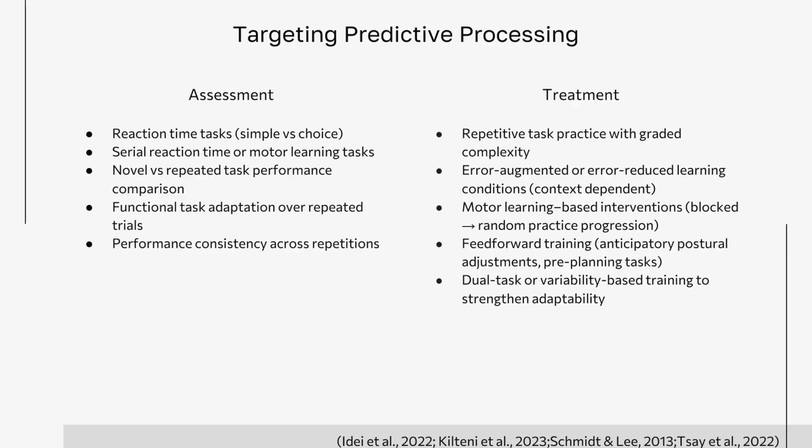So in treatment, we're looking for repetitive task practice with greater complexity, error augmentation, error-reduced learning, motor learning-based interventions with blocked or random practice, feed-forward training, anticipatory actions, and dual task and variability-based training. They just have to learn to adapt. We are going from making it safe and simple to progressing in complexity in both the task and the environment so that they need to adapt more. We are training their ability for adaptation.